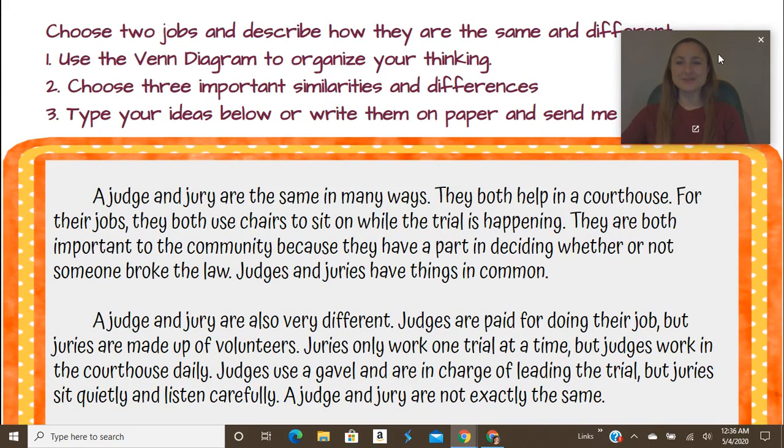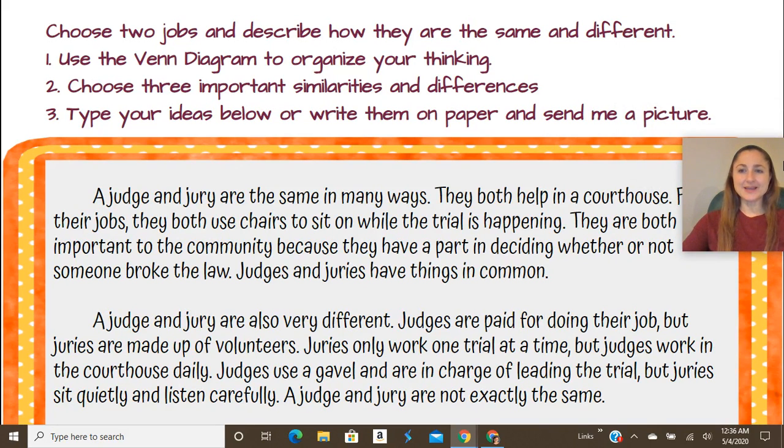I can take the information from the Venn diagram and I can use that to write. Because remember, we organize our thinking before we write, and that's what I've done. So I'm going to use those two jobs that I just put on the Venn diagram, and I'm thinking about how they're same and different. I've already done that for myself, and I'm going to choose the 3 most important similarities and differences. I only came up with 3. If you only come up with 3, that's okay too. But if you have more, you can just pick 3 of them. And then you're going to type your ideas or write them on paper and send a picture.